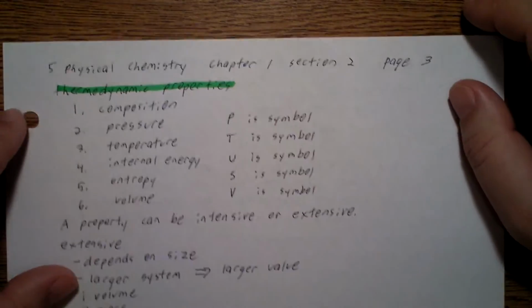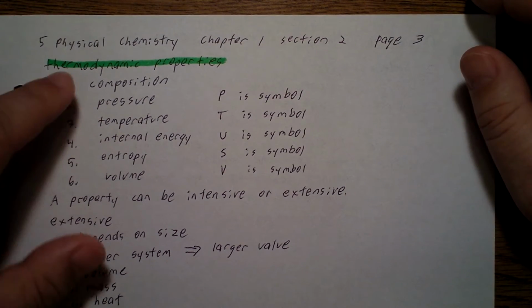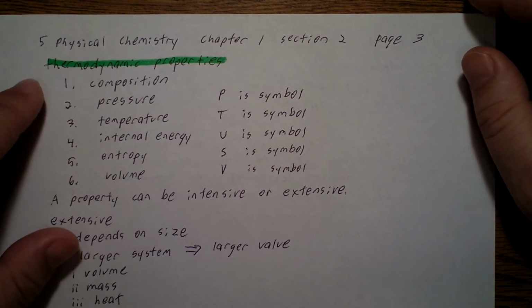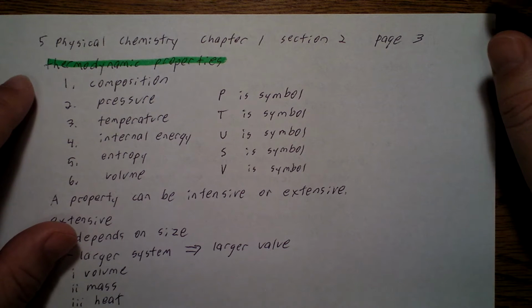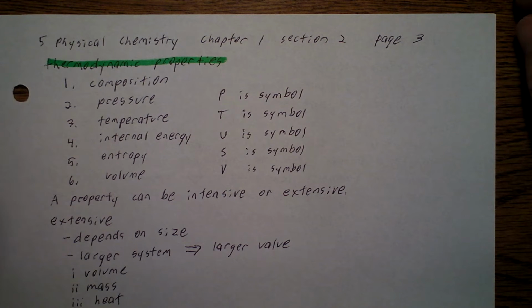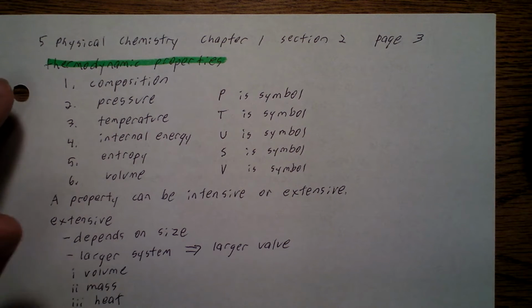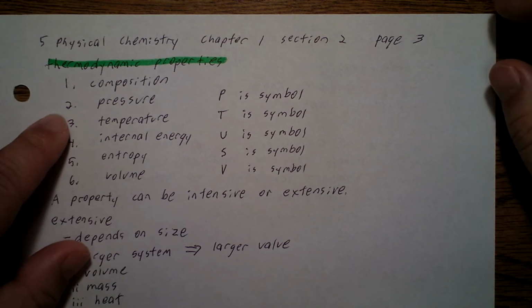Now let's talk about a few examples of thermodynamic properties. One, of course, is composition. What is your system made of? Sometimes that's important and sometimes it's not. You just have to pay attention to what you're trying to do.